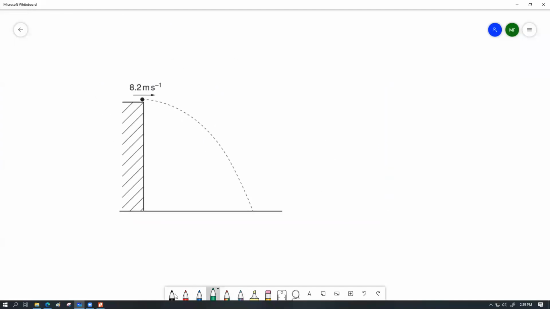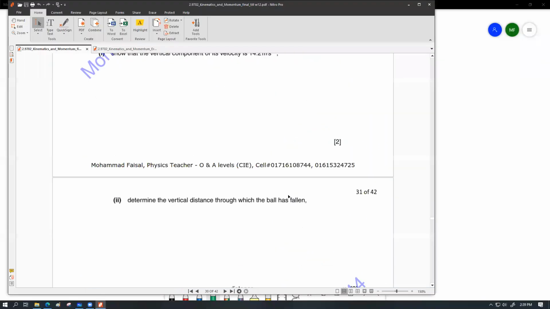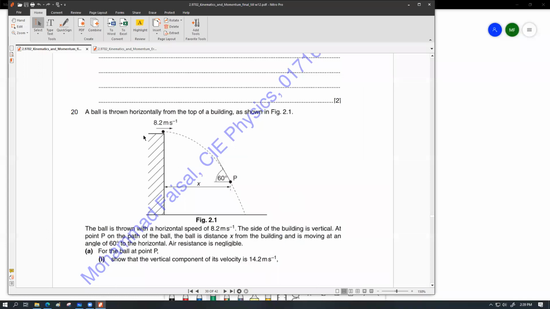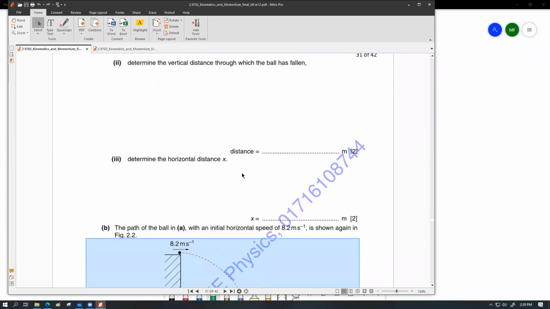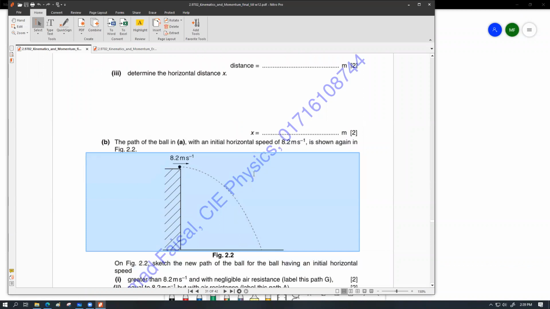Okay, let's have a look at the question first and then we're going to talk about it. The idea is very simple. The ball was thrown horizontally from the top of a building as shown. So it's falling over here. It was at x distance when it was making an angle of 60 degrees with the horizontal as it is falling downwards. Then the question follows. You can try this out on your own and it shouldn't be difficult.